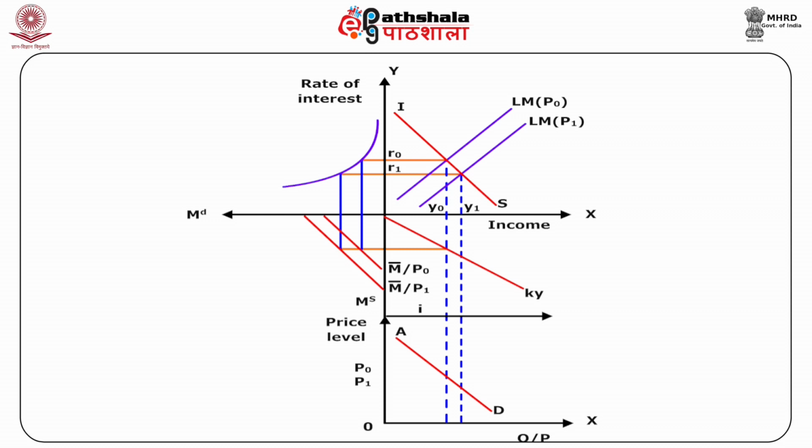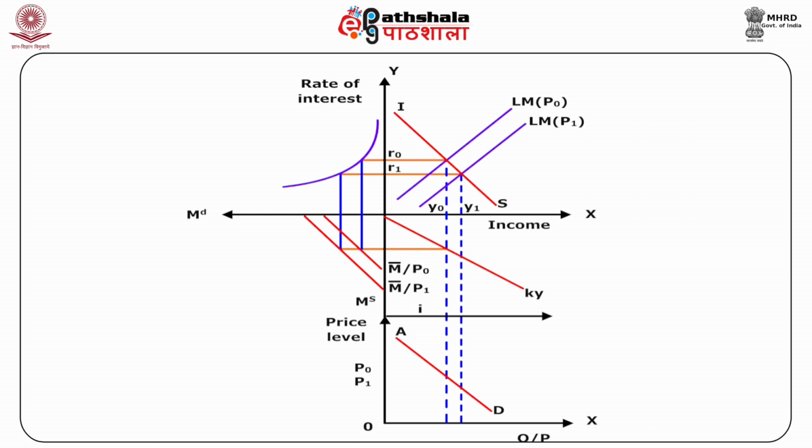As a result, when the price level has fallen from P0 to P1, the rate of interest has gone down and consequently the level of income has increased from Y0 to Y1. Now, if we were to extend the dotted line from Y0 and Y1 respectively down into the fifth quadrant.